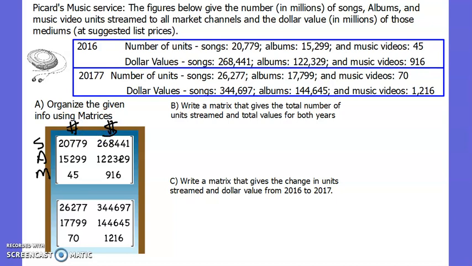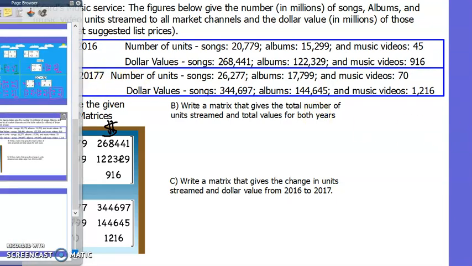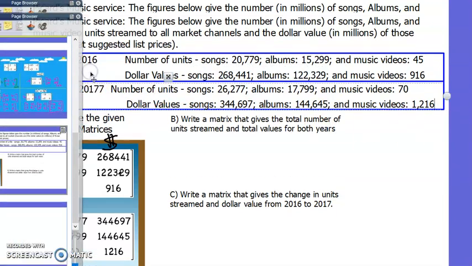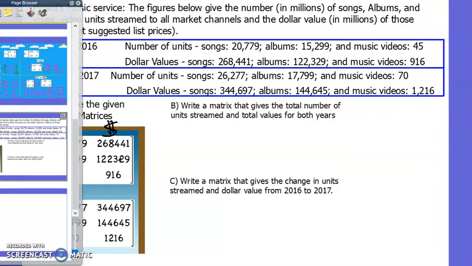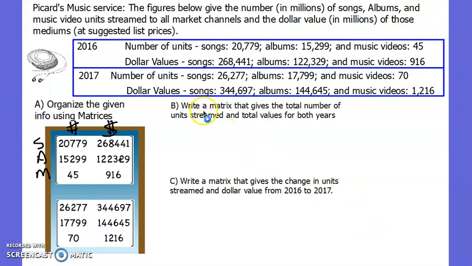Same thing goes for the 2017 numbers, although I'm not sure quite why. Give me 1 second here. Not exactly sure why all of a sudden that had an extra 7 in it, but that's okay. I'll come back to that. And now what we want to do is actually write a matrix that gives the total number of units streamed and total values for both years.